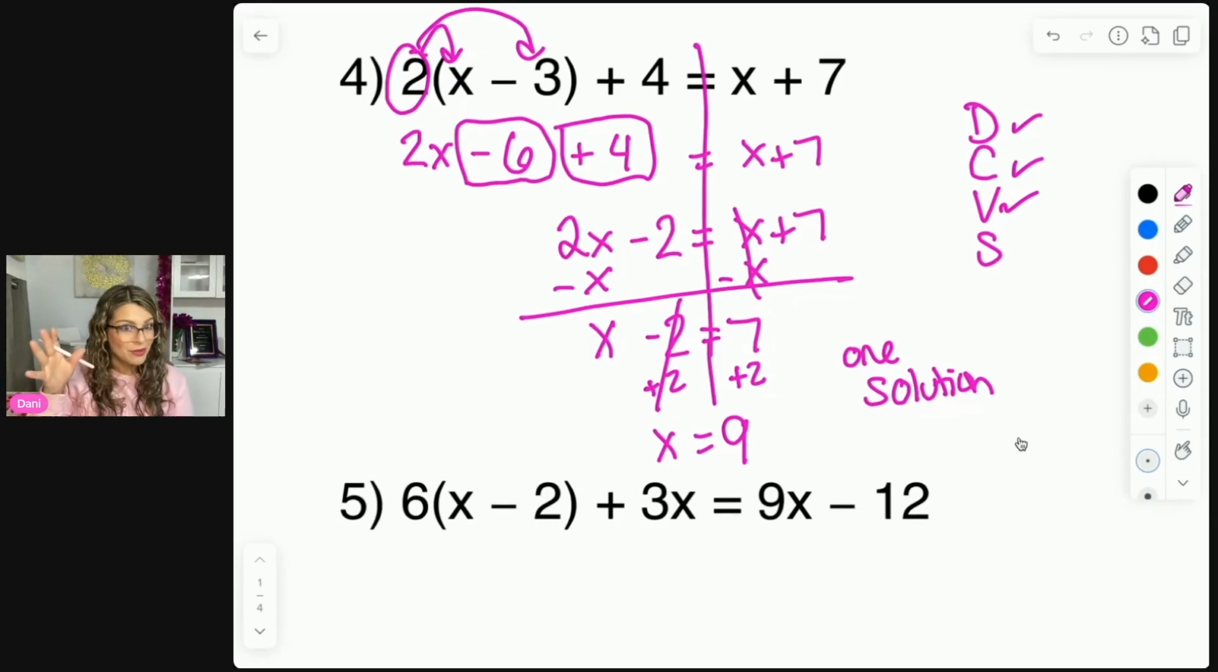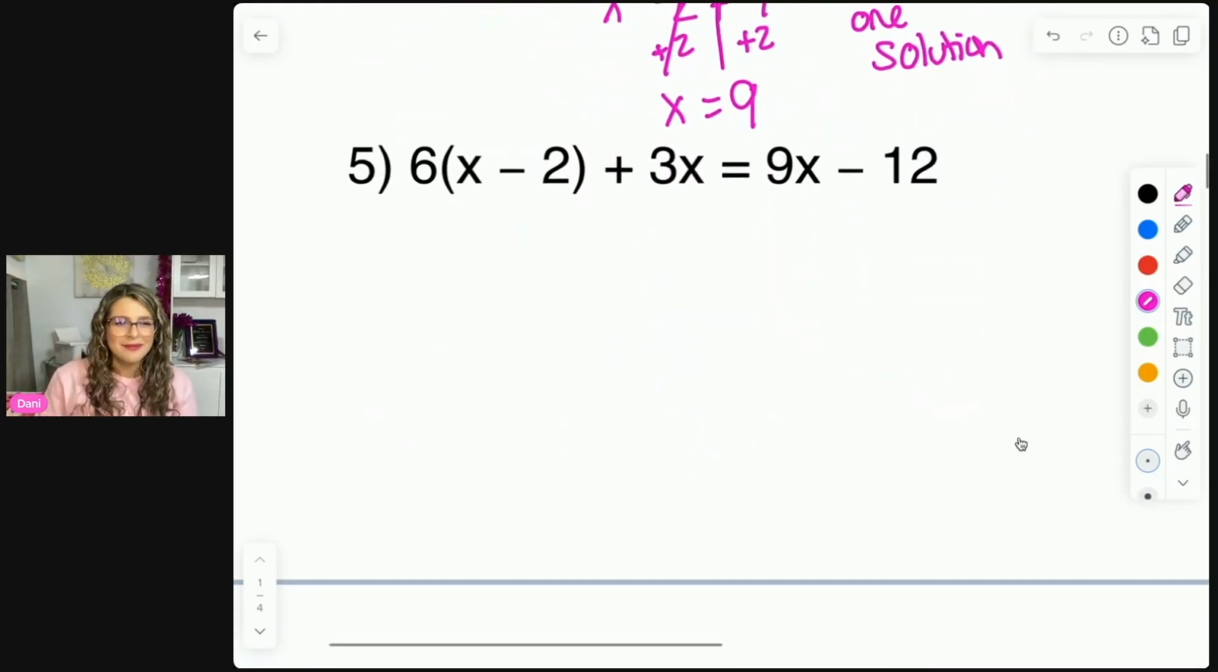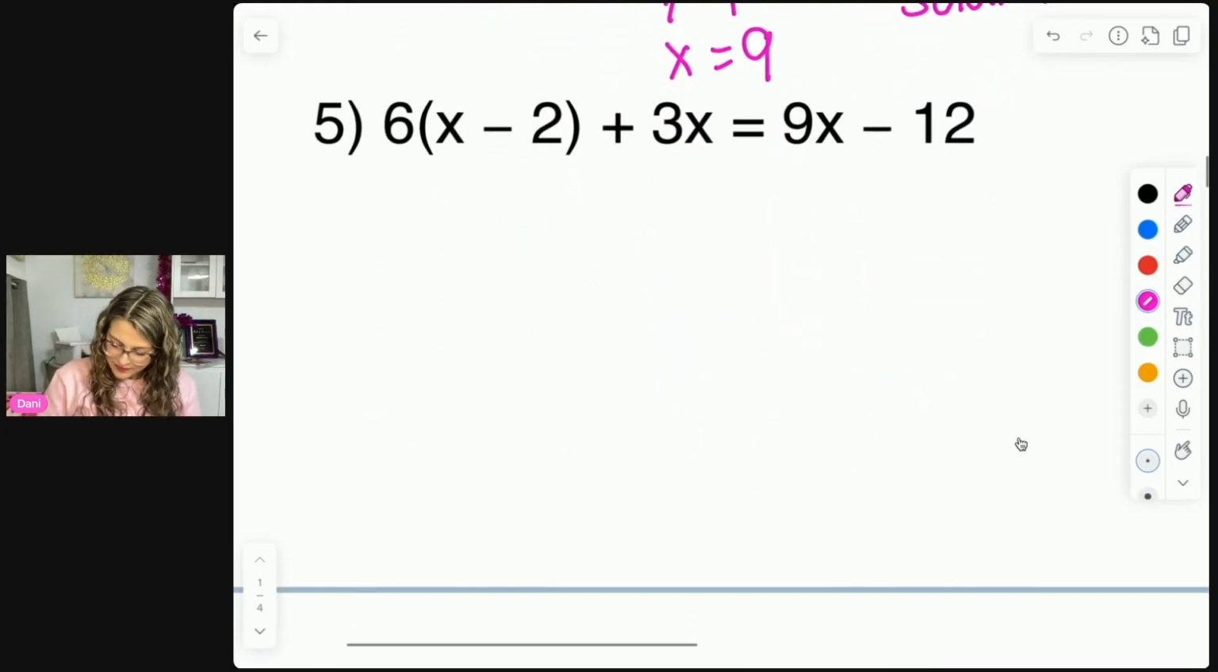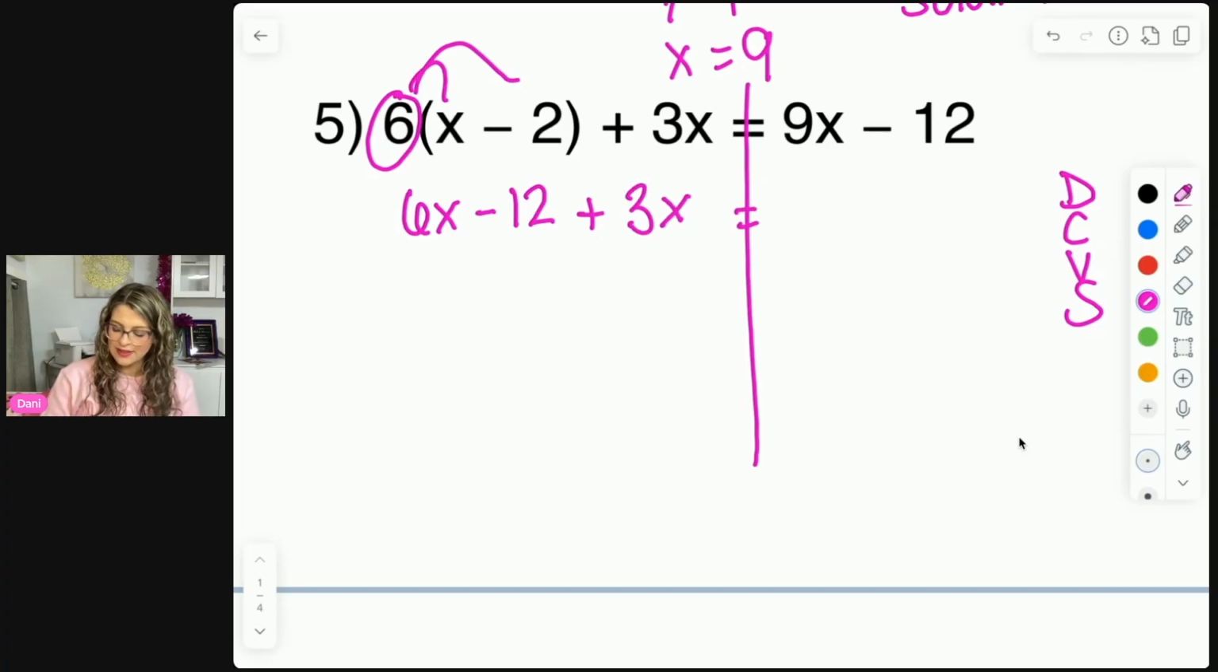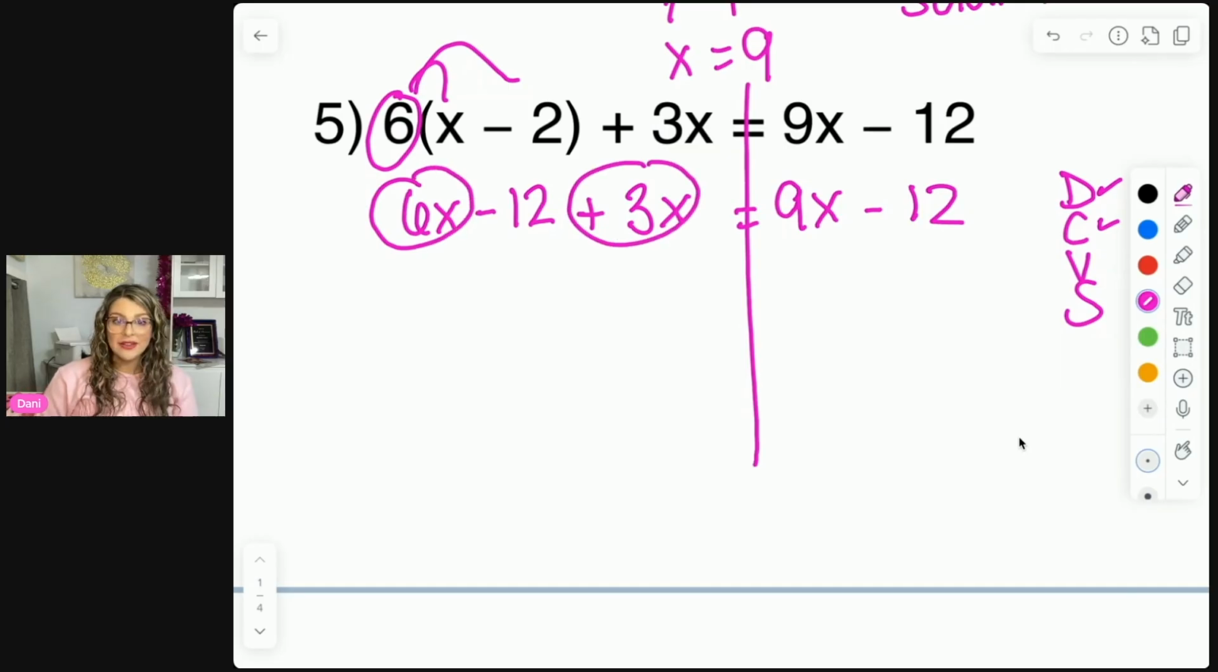Again, pause, hit play when you're ready. Challenge yourself a little bit. Be bold. Okay. So let's distribute. 6x minus 12 plus 3x equals 9x minus 12. All right, we distributed. Let's combine some like terms. We've got 6x and 3x. So we get 9x minus 12 equals 9x minus 12.